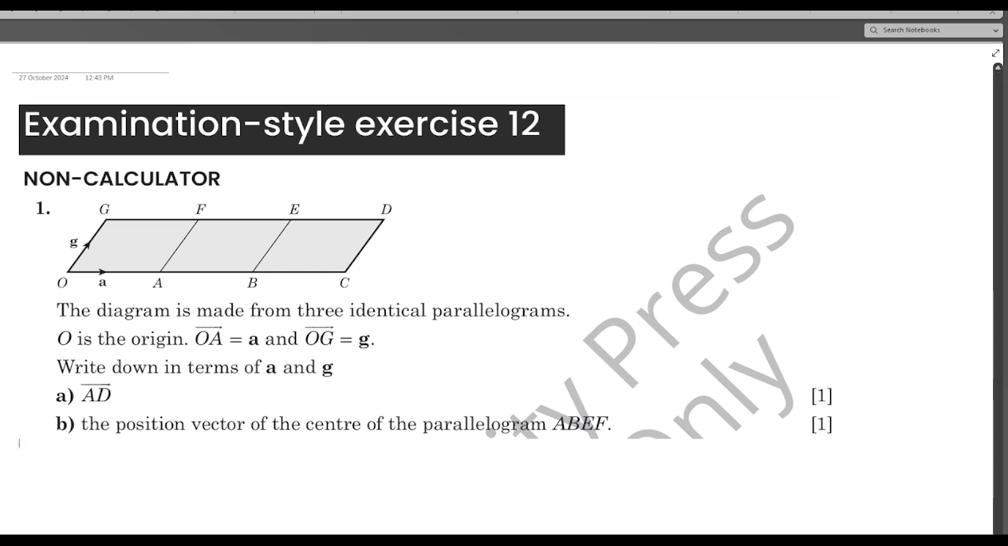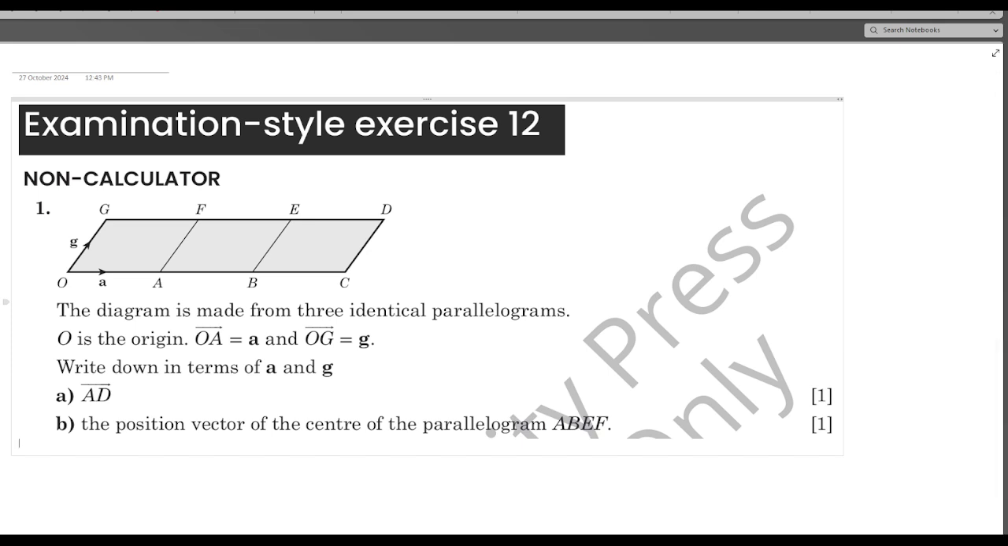First question is the diagram is made from three identical parallelograms. O is the origin, OA is given A, OG is given G. Write down in terms of A and G vector AD. Okay, so you have to write this vector AD.